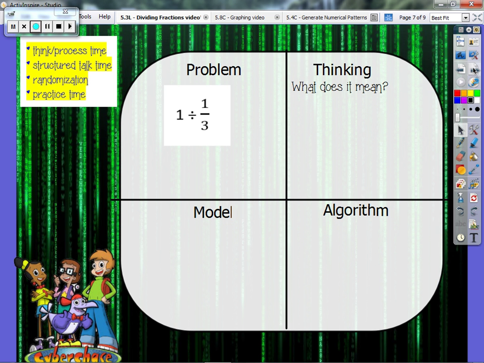Now I'm going to give you the opportunity to partner up with a partner. I'm going to give you guys a couple of minutes to look at the problem, 1 divided by 1/3. You're going to look at your thinking. You're going to tell me, what does this mean? What does 1 divided by 1/3 mean? Then I'm going to have you draw a model, and then I'm going to have you guys solve the problem.